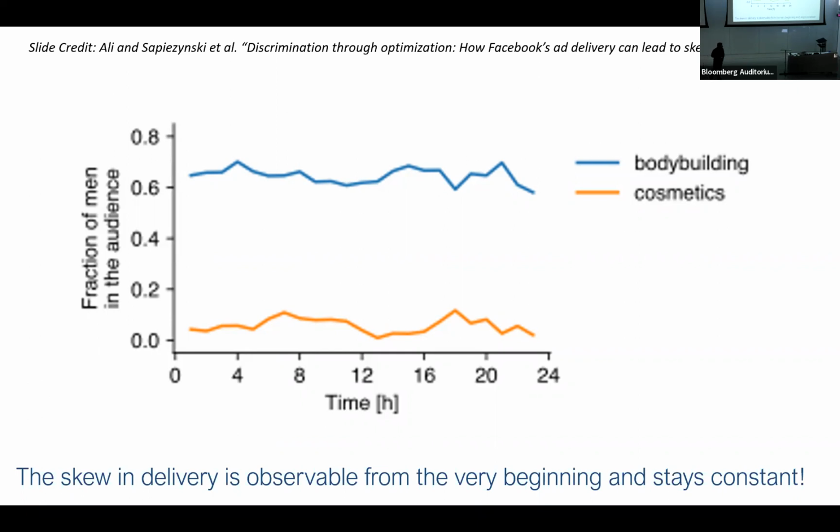Okay. So the skew in delivery is observable from the very beginning and stays constant. This provides some evidence that Facebook is doing something even before any user saw it, right? Facebook is looking at the content of the ad and deciding who should see the ad, even though the advertiser is saying, no, I don't have a preference. Okay, but this is still maybe not perfect evidence.